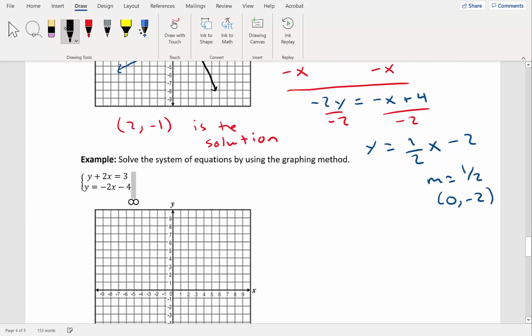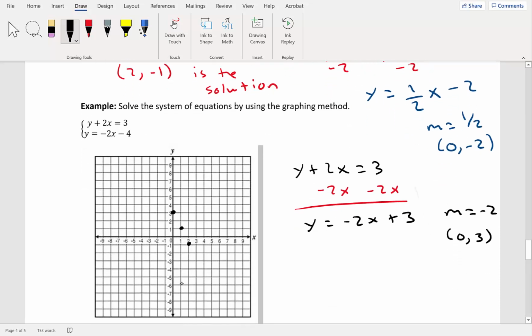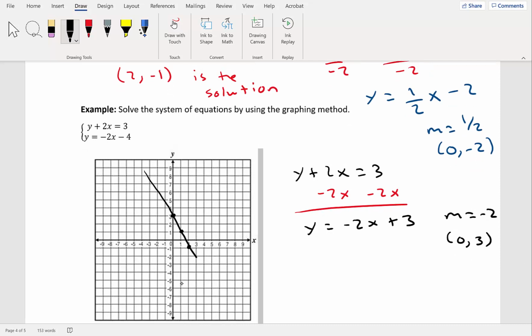Let's take a look at this next problem. So our first equation, we have y plus 2x is equal to 3. Getting it into slope-intercept form, subtract 2x from both sides. We get y is equal to negative 2x plus 3. So my slope in this case is negative 2, and my y-intercept is 0, 3. So that's 0, 3, and then I have my slope, which is telling me to go down 2 and then to the right 1. At this point, we go down 2 and to the right 1 again to get another one. And now we could go ahead and connect these with each other. Okay, and now we have our graph.